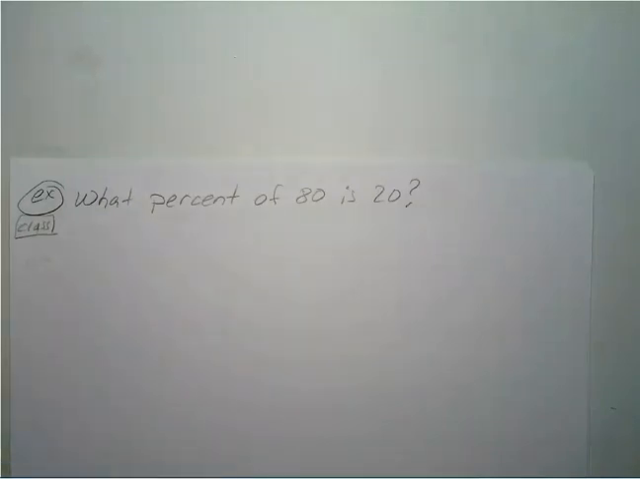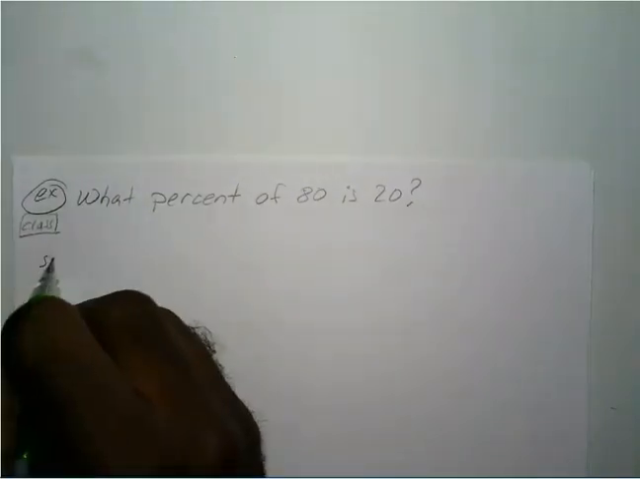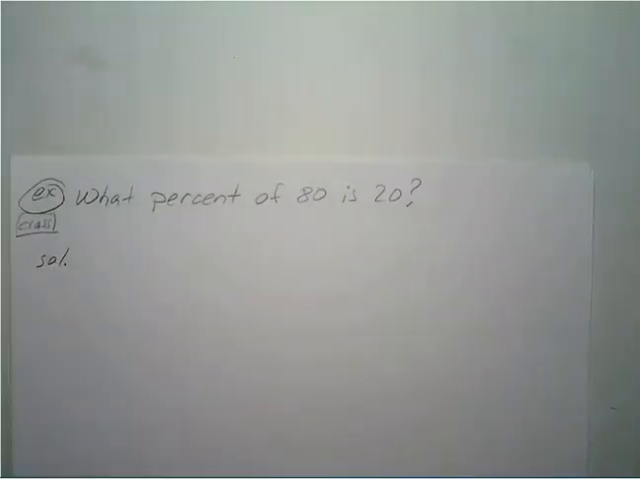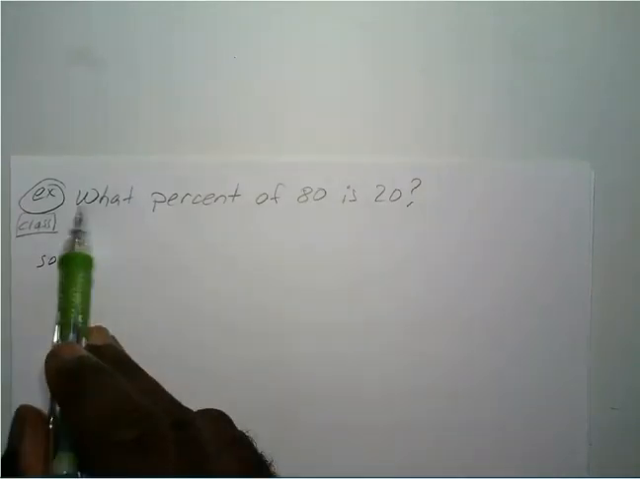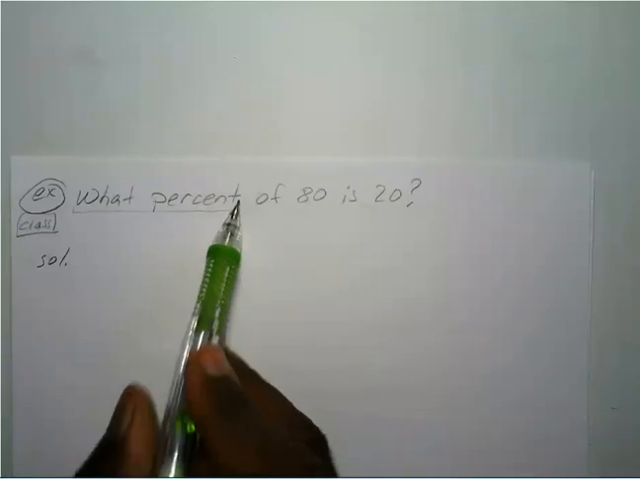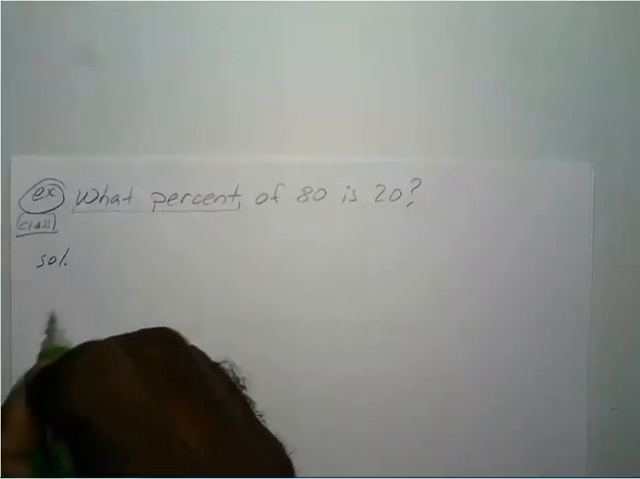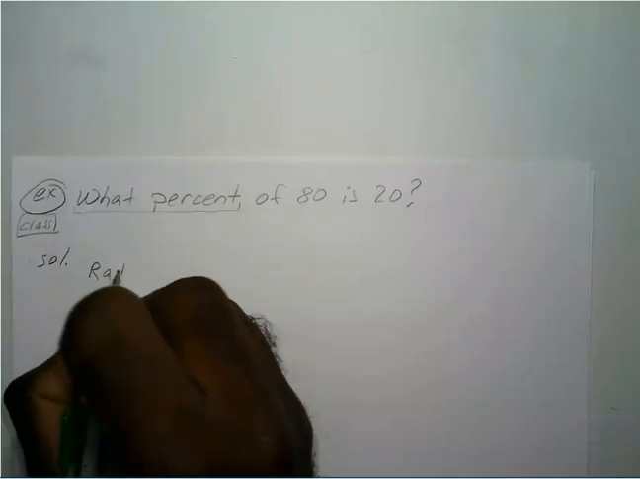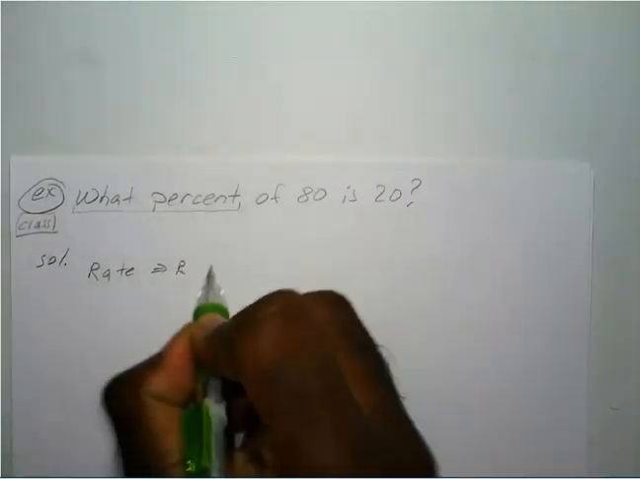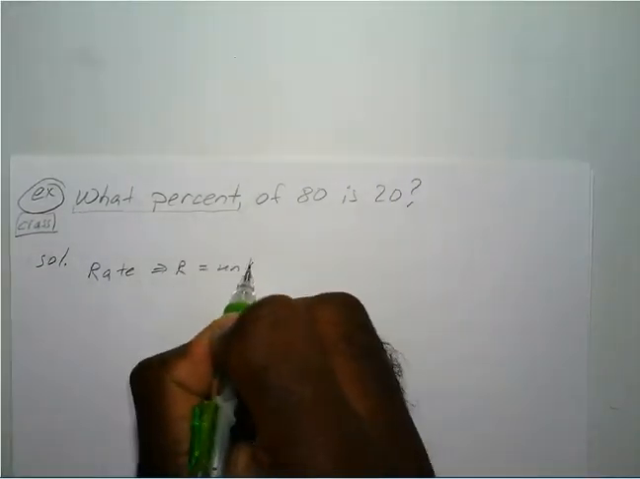Assuming you've already pressed pause and worked this one out, let's go ahead and verify your answer. We see here when they say what percent, we know that they're asking us to solve for the percent. So our percentage rate, which is R, is unknown.